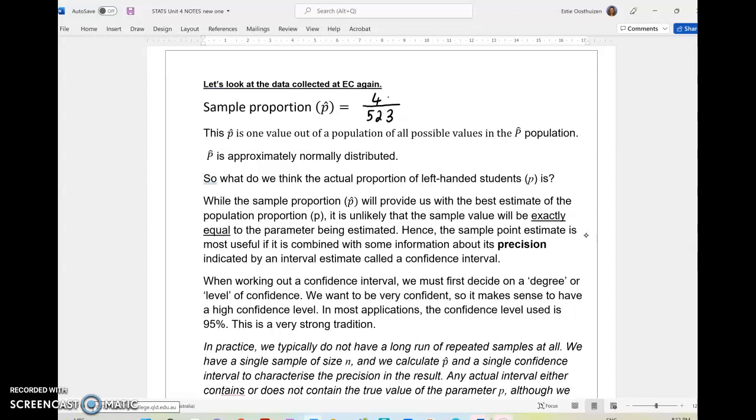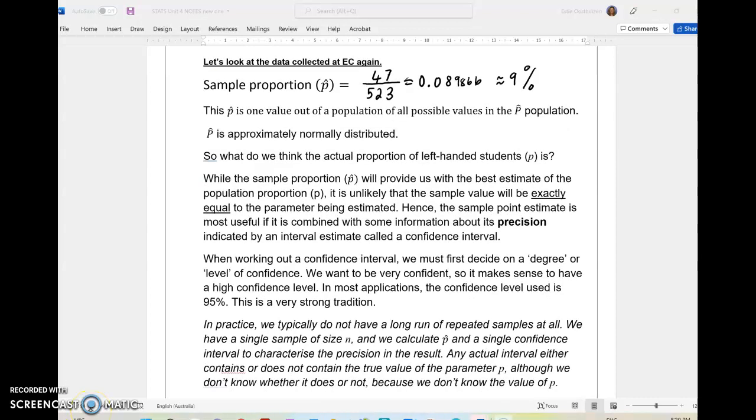So let's work that out quickly. My pen's not working now. All right, we'll try again. Let's just say that there were 523 students and 47 of them said they had blue eyes. That works out to be just about 9% of the population in the primary school that will have blue eyes.